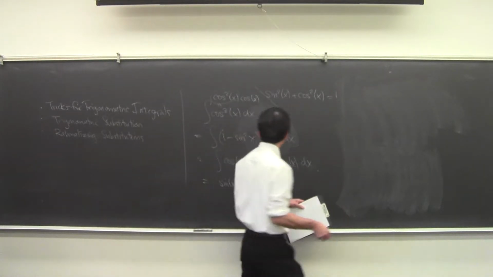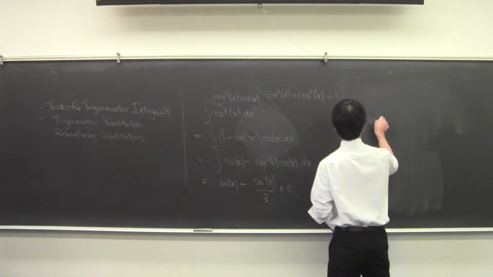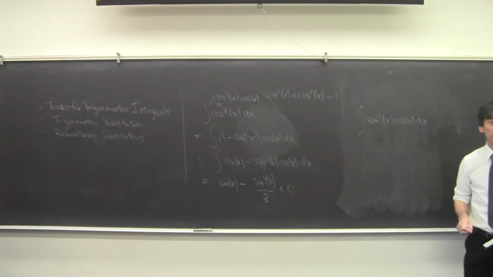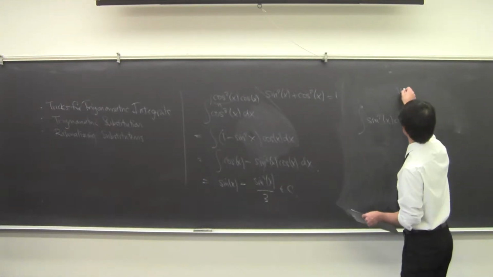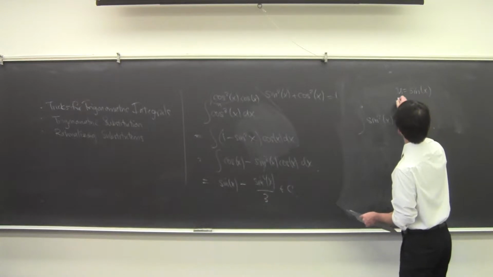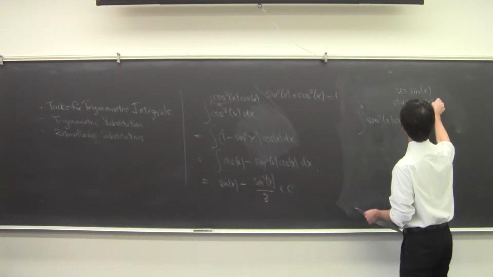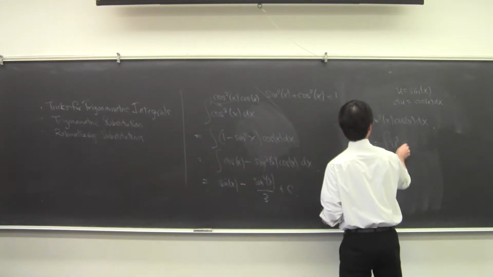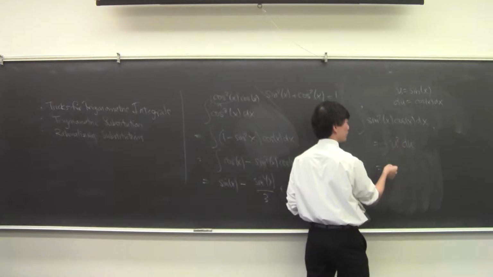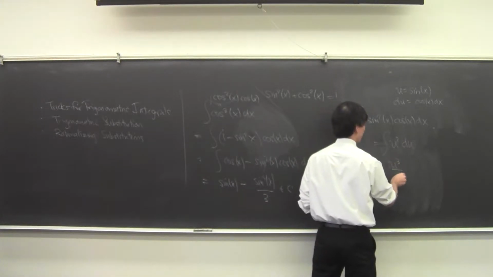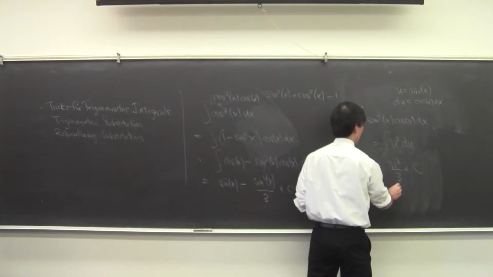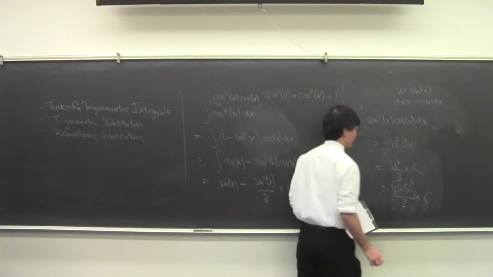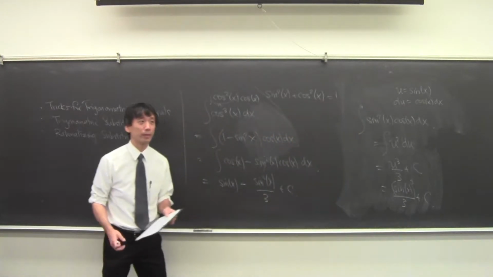Okay, and if you weren't so confident about how you do this part, you say, okay, I'm going to take my u to be sine, my du then is cosine dx, right? I change this to u squared du, use the u substitution, take the antiderivative, and then you switch back to the x variable.